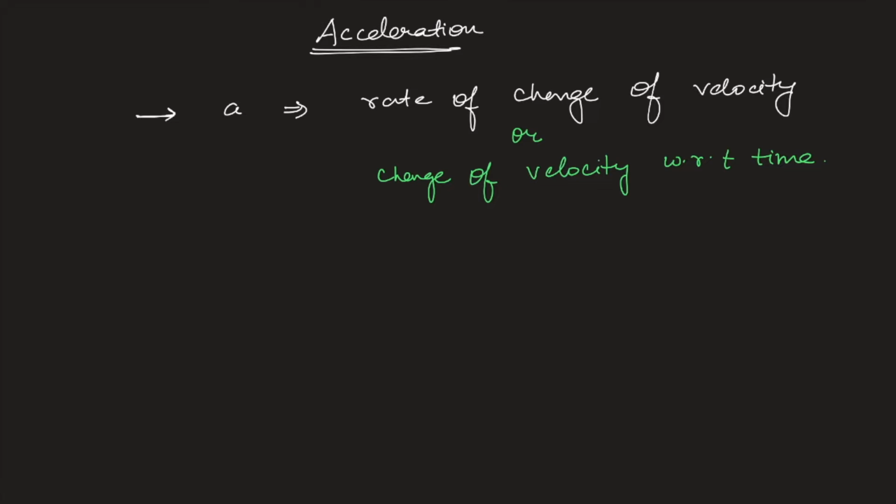Now there are two types of acceleration as there are two types of velocities. There is an average acceleration and there is an instantaneous acceleration. So this is average and this is instantaneous.